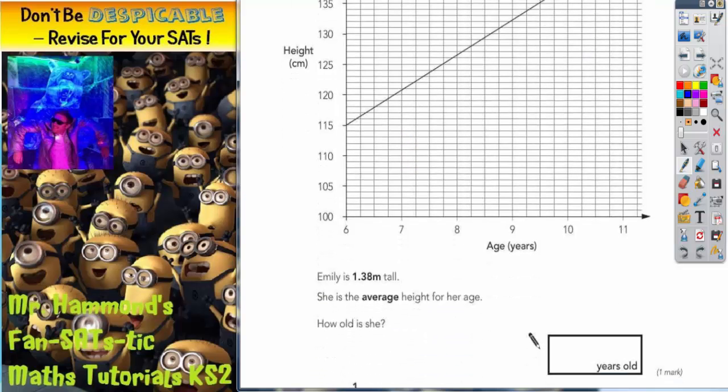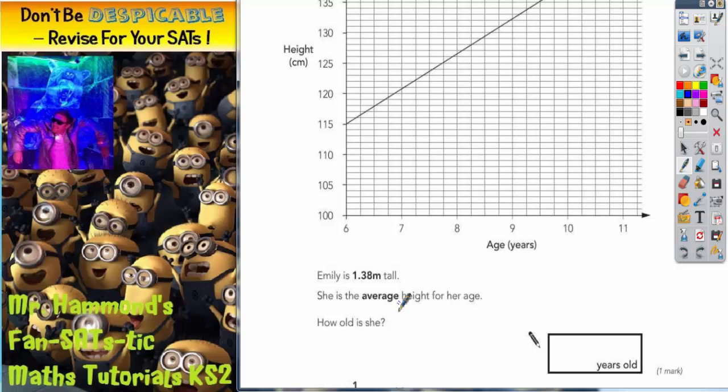It says, Emily is 1.38 metres tall. She is the average height for her age. How old is she? Well, the first thing to notice is that her height is given as 1.38 metres, whereas height up the side of the graph is given in centimetres. So this is in metres, this is in centimetres. So we need to turn this into centimetres so we can use it on the graph.